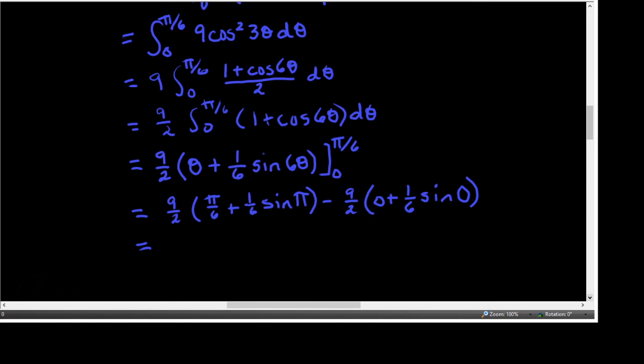So see, 9 pi over 12 would reduce to 3 pi over 4. And I'm distributing the 9/2, and 9/2 times 1/6 is 9/12, which reduces to 3/4, times the sine of pi, which is 0. And so our final answer is 3 pi over 4.